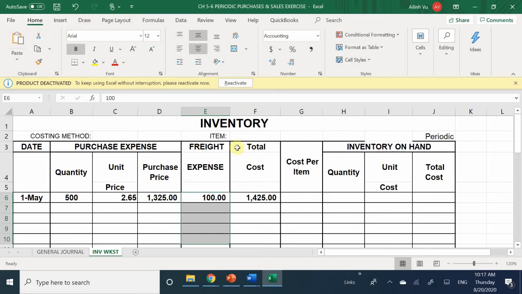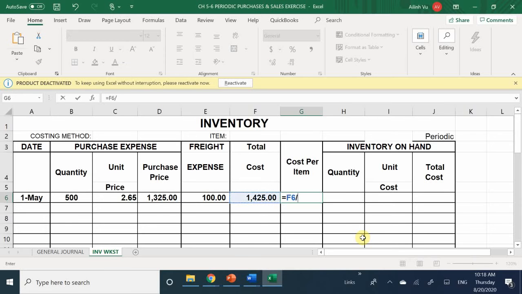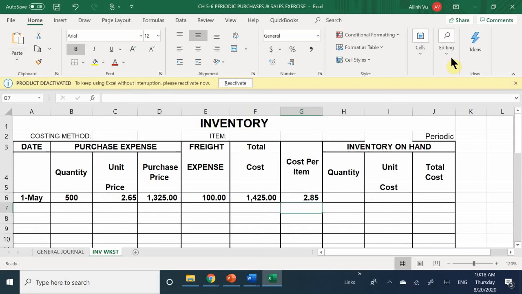And what method are we using as far as costing method? LIFO. So therefore, do we need to solve our cost per item? Yes, we do, because we need to keep track of our inventory. So yes, we need to keep track of it. And here it's $2.85. But let's just open it up just to ensure that it came out even, and it did come out even. So it's $2.85. All right, good.